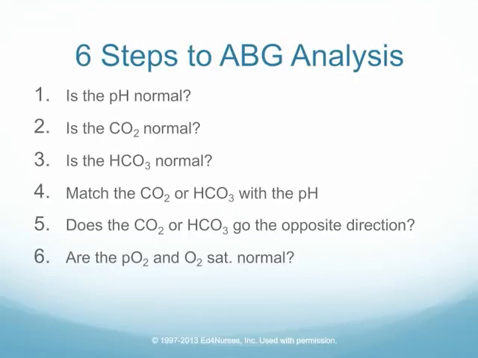After we've made that determination, and by the way, that tells us about the primary imbalance that our patient has, next we look at the CO2 and bicarb to see if one goes the opposite direction. If one goes in the opposite direction, that is called compensation, so we're going to assess that too. Then lastly, we look at the PO2 and the O2 saturation to help tell us about the patient's oxygenation.